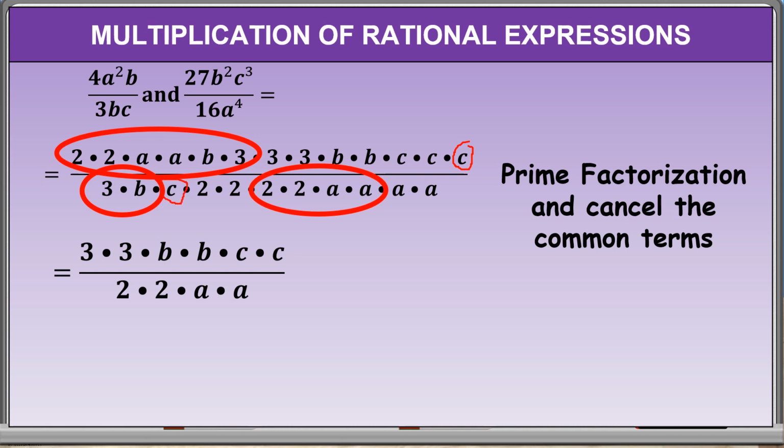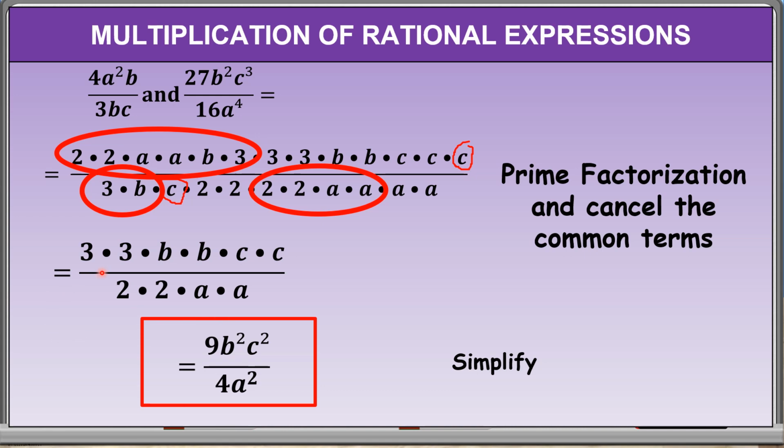Ayan, kasama dapat. Dapat ang matitira lang natin ay, of course, ay 3 times 3 times B times B times C times C. And of course, yung denominator po, 2 times 2 times A times A. Okay, kasi na lang yun, walang makakaparehas. Okay, next po, syempre, simplify lang po natin siya. So, we have 3 times 3 will give you 9 times B times B times C times C. 9B squared C squared all over 2 times 2, 4 times A times A, 4A squared. So, the simplified form of this is 9B squared C squared all over 4A squared.